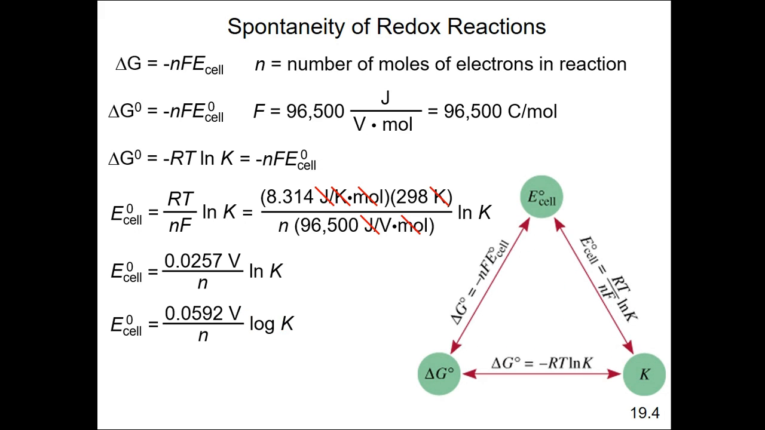This little diagram here shows us the relationship between delta G naught, E naught of the cell, and K. So we can see that there is a relationship between all three of these things. We can see with the arrows that are going in between how they equate to each other. But we know that all three of these things are telling us the same thing. They tell us whether or not the reverse reaction is favored or whether or not the forward reaction is favored.